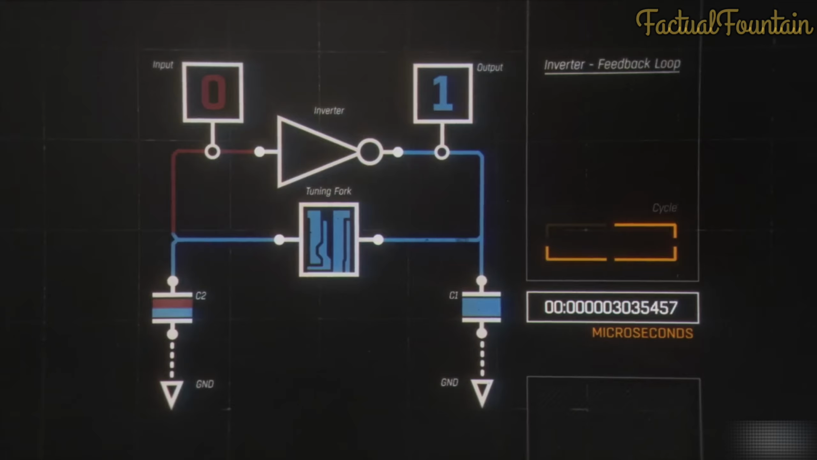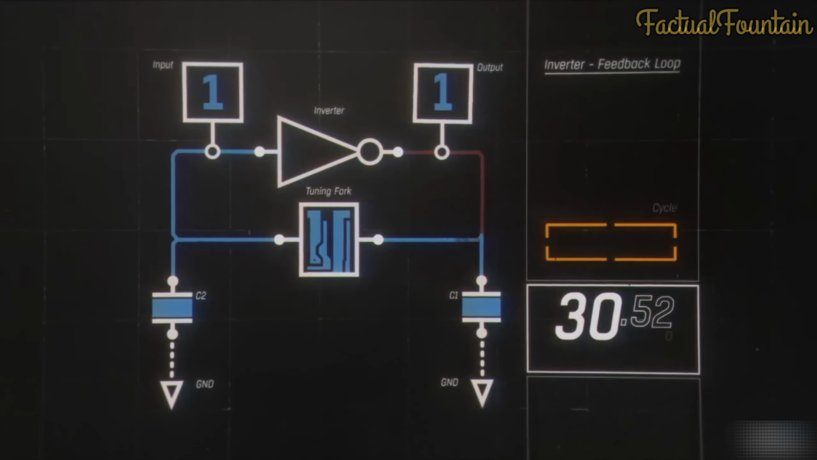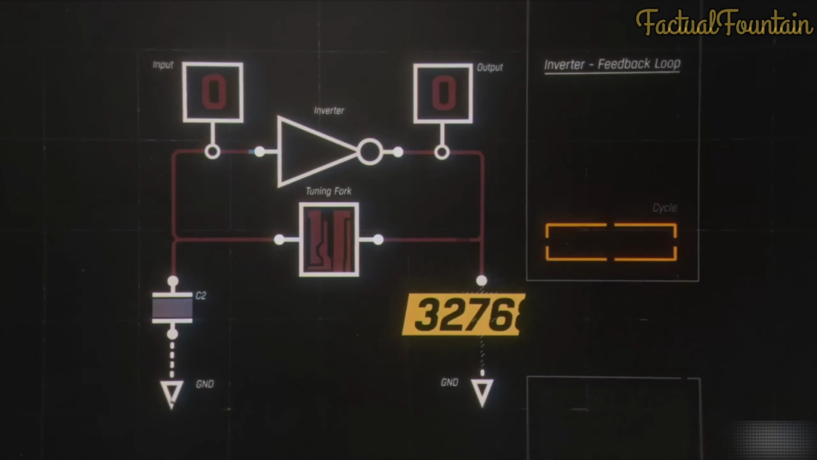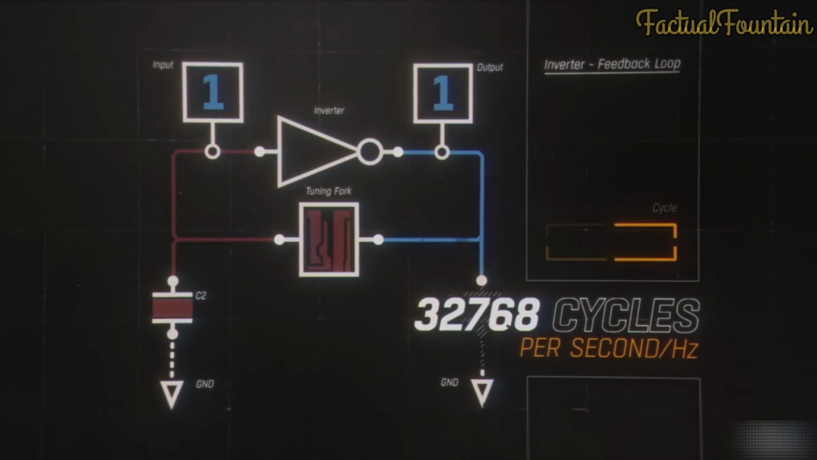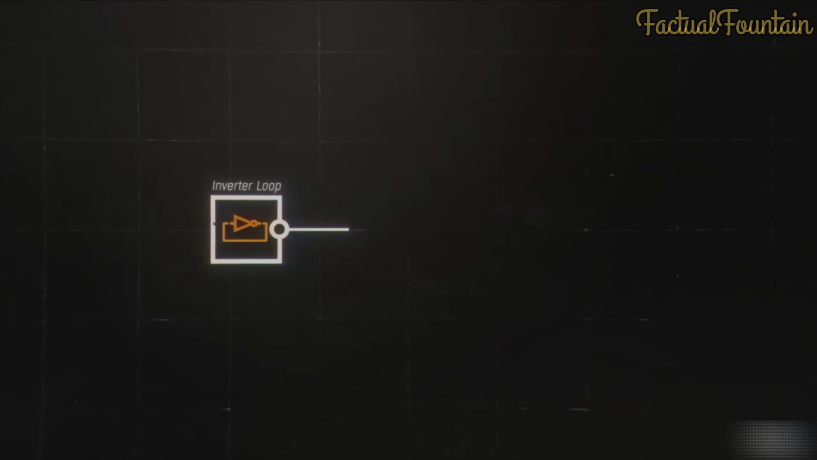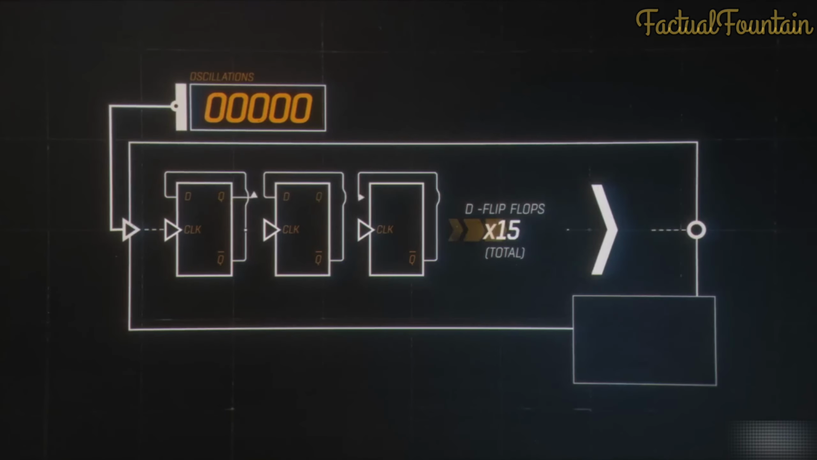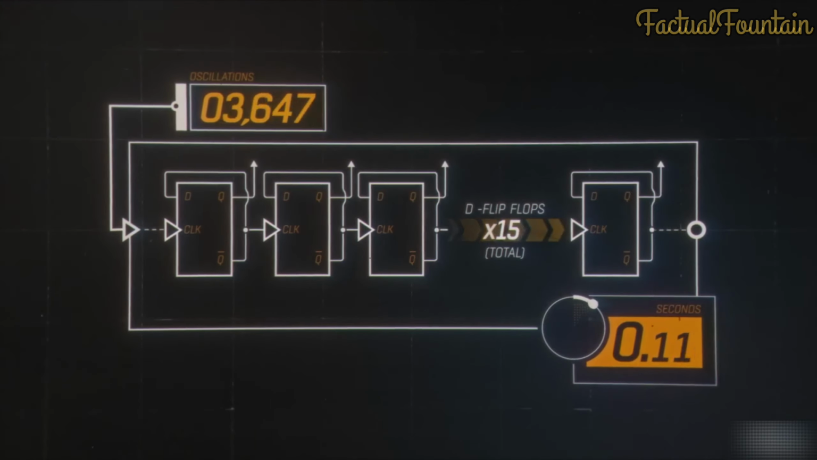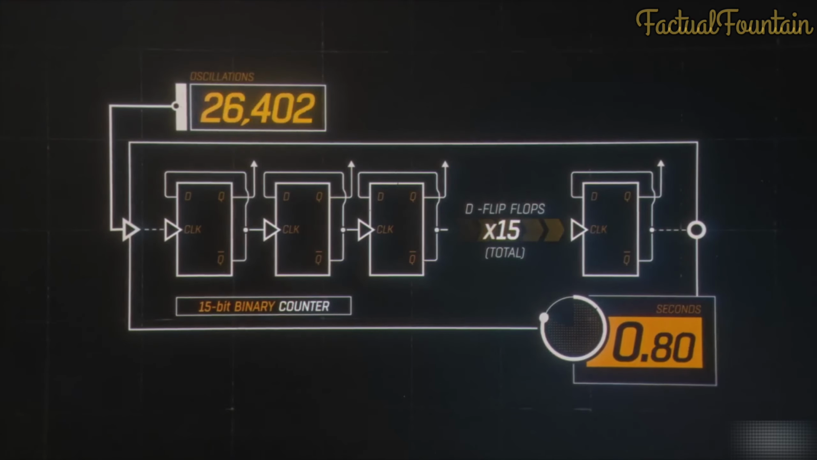For this wall clock, the time it takes is 30.52 microseconds per cycle, resulting in 32,768 cycles per second. The signal is then fed to another section in the integrated circuit, where a binary counter counts each cycle.